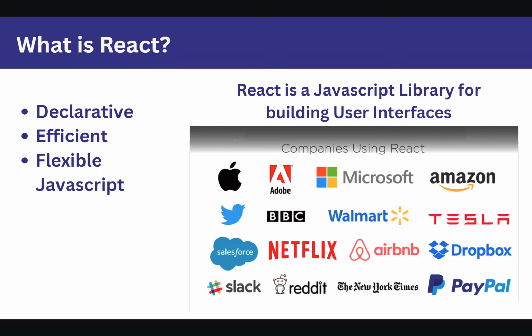So what is React? React is a declarative, efficient, flexible JavaScript library. It's basically used for developing modern user interfaces. As far as popularity goes, you can see the list over here, from Apple to Adobe to Microsoft to Walmart to Netflix. Almost every company uses React. React is from Meta, the Facebook, and Instagram itself is developed in React. That's how popular React is.